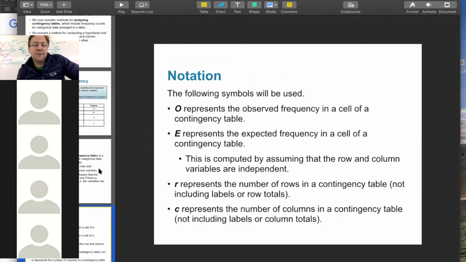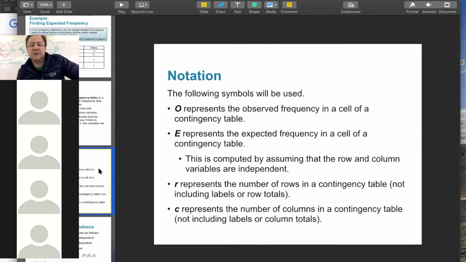Let me get through this notation page, and then I'll come back to the chat and see if any questions are coming up. So feel free to type them in now. After this slide, I'll take a peek and see what you're thinking. Before I look at the chat, it says notation. This is some language I'm going to be throwing around. The following symbols will be used. O, that's not a 0 but the letter O, represents the observed frequency in a cell of a contingency table. And E is the expected frequency.